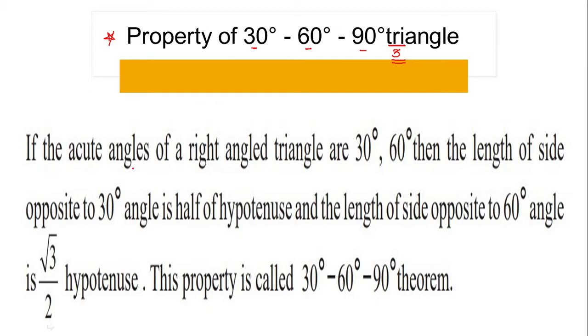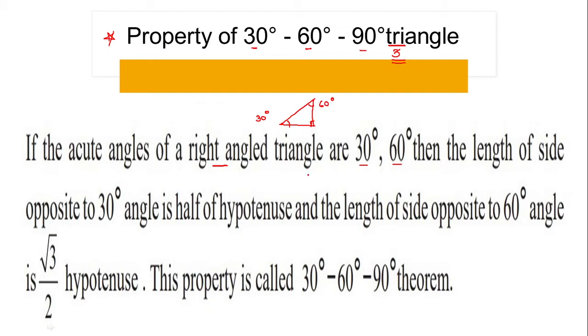If the acute angles of a right angle triangle are, let me highlight a right angle triangle, like we are having a right angle triangle. Already it is mentioned that one of its angles is a right angle, and the remaining two are acute angles. If those two remaining acute angles have the values 30 degrees and 60 degrees, one angle having 30 degrees and another having 60 degrees, then we get a triangle with 30, 60, 90 degree values.